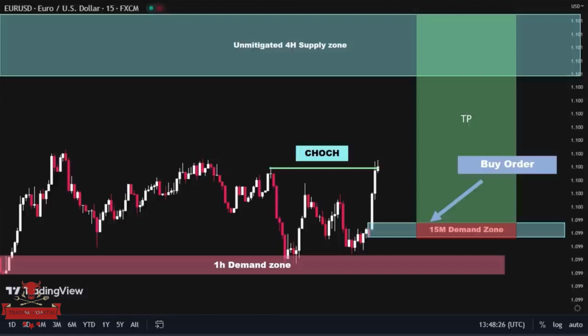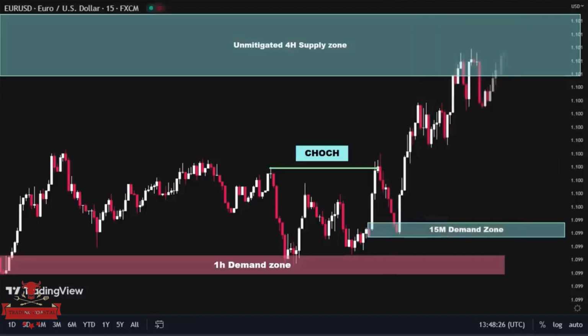Now that our pending buy order is in place, let's see how the market reacts. As we can see, our order has been activated and we have successfully entered the market. And our take profit has been hit, and the trade has been closed with a profit. Now let's move on to the next real chart example.